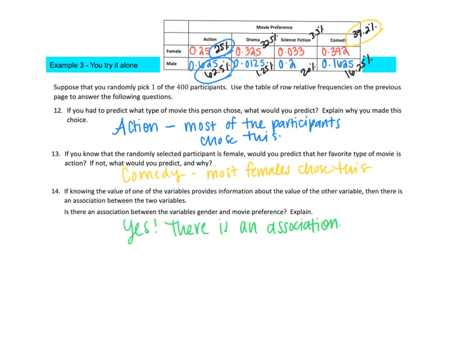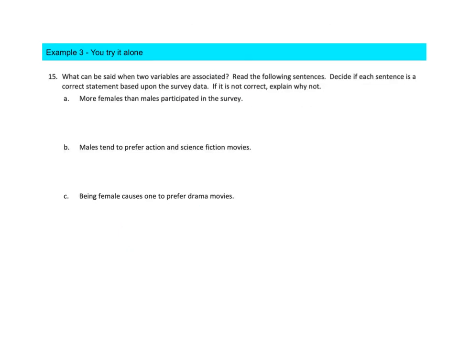Let's go ahead and move on. So a few more conclusions we want to draw here. It says, what can be said when two variables are associated? Read the following sentences. Decide if each sentence is a correct statement based on the survey data. If it's not correct, explain why not. A says more females than males participated in the survey. This was correct. I don't know if you guys can remember those numbers from before, but there were more females that did participate in the survey. It says males tend to prefer action and science fiction movies. This was also correct from our data. You can look back and verify that.